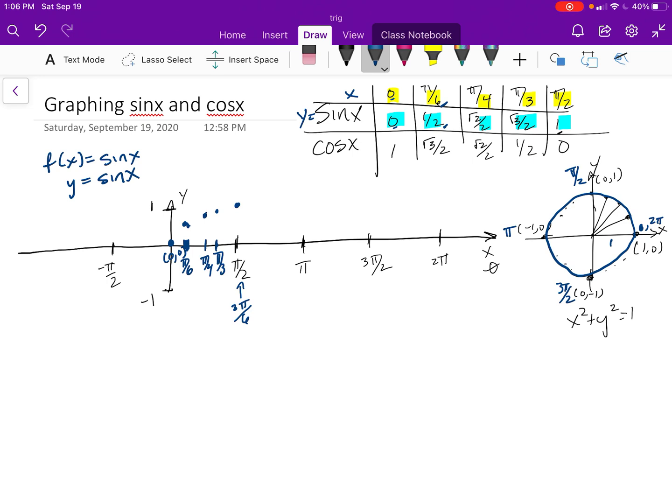So what happens as we move beyond pi over 2? Well, that's where I wanted to refer to this unit circle.